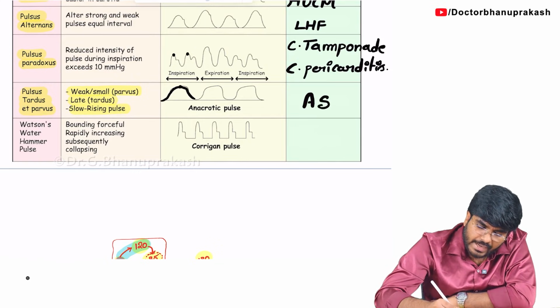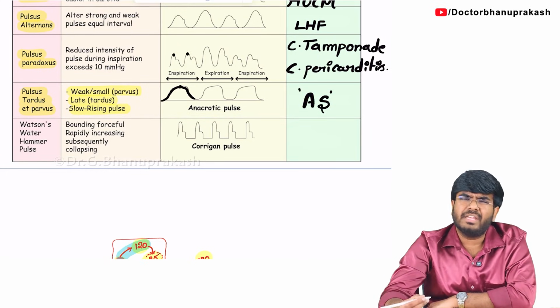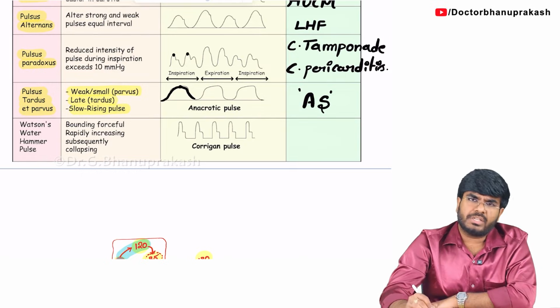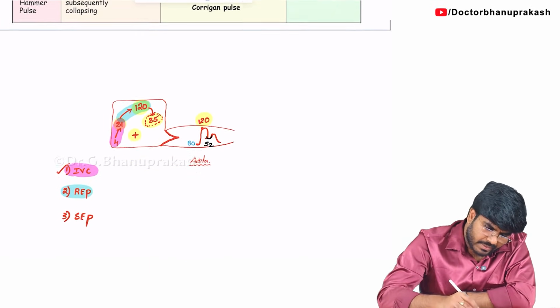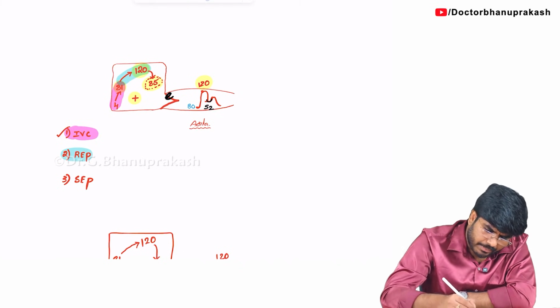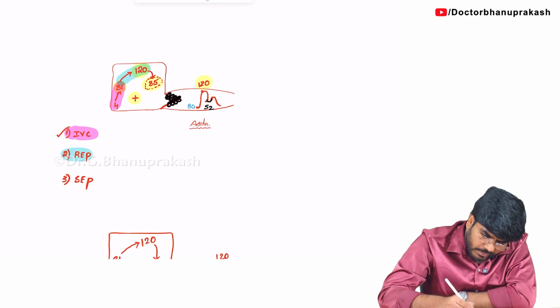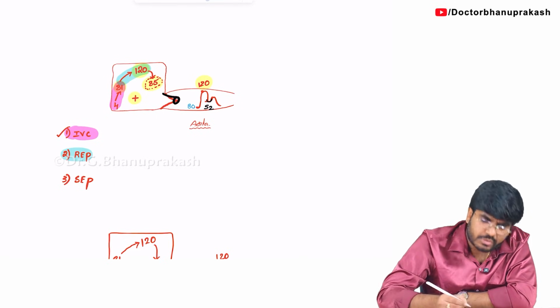This is also called the anacrotic pulse. Anacrotic pulse, pulsus parvus et tardus, slow rising pulse, weak pulse. All this is seen with aortic stenosis, and you know the reason why. For example, say the patient is having aortic stenosis. Let me give you a simple example. Here the aortic valve is stenosed.